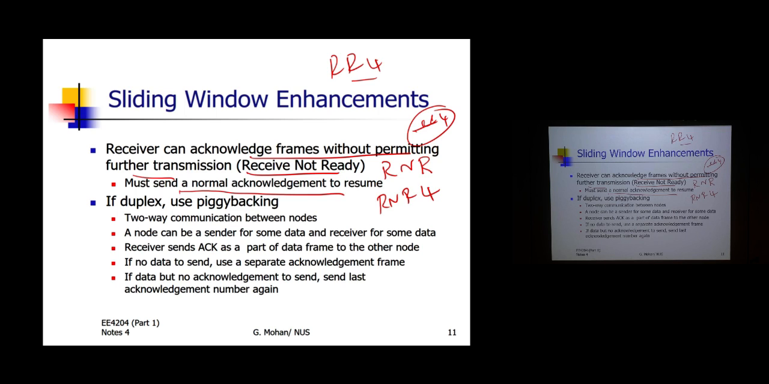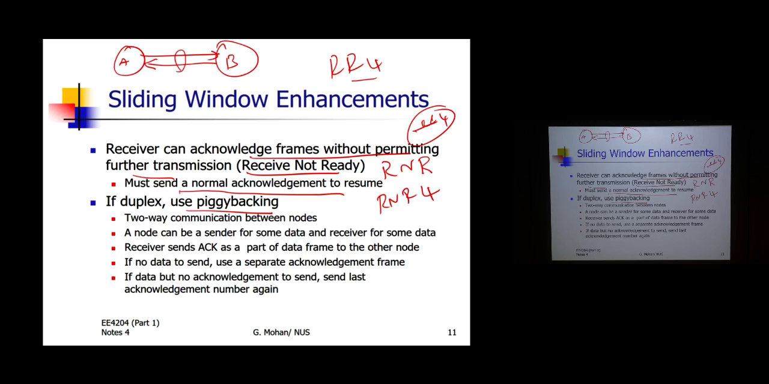Then another interesting enhancement is piggybacking. If the communication is duplex, which is likely particularly in the wide area environment connecting switches and routers, let's say this is A and this is B. The duplex communication could be implemented by maybe 2 fibers, one in either direction. Duplex means A sends to B, and at the same time B can also send to A. So A is a sender for some traffic for which B is the receiver, and B is a sender for some other traffic for which A is the receiver.